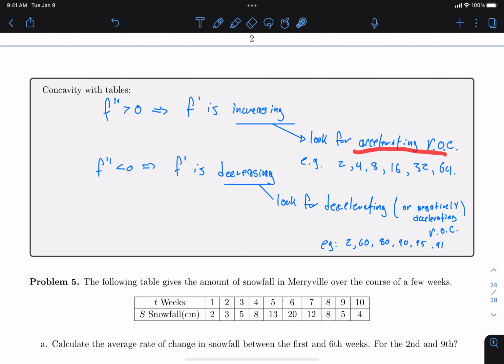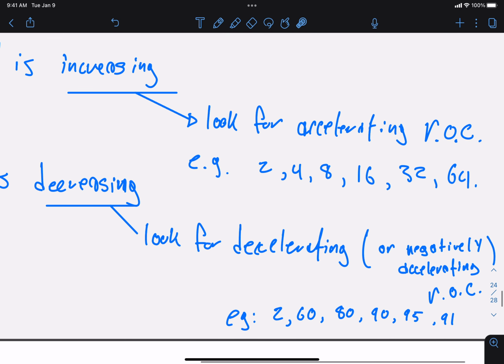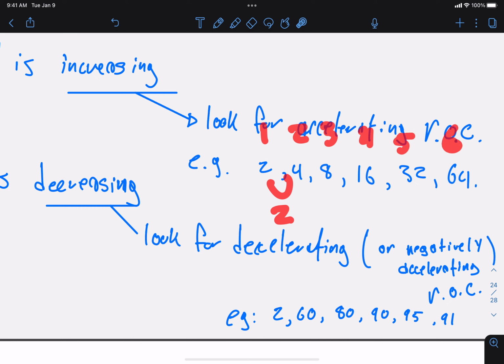Accelerating rate of change, meaning that the slope from 2 to 4 is like 2, if we're going over by 1 each time. So let's say we go 1, 2, 3, 4, 5, 6. I'm going to look at the slope between each data point. The slope here is 2. The slope here is 4. The slope here is 8. The slope here is 16. And then the slope here is 32.